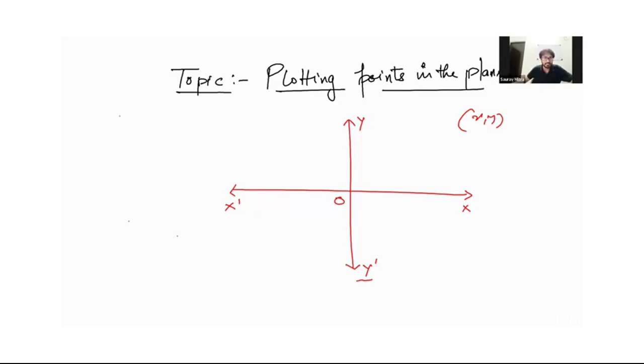Let us understand, if the point 2 comma 3 is given, how to plot this. See, if 2 comma 3 is given, the first place is always denoted by x, and the second place is always denoted by y. So according to the Cartesian system, the first value denotes your x, the second value denotes your y, and it is your 3.